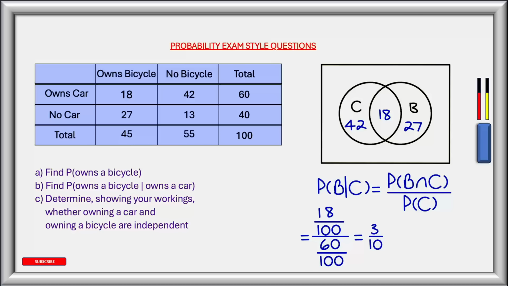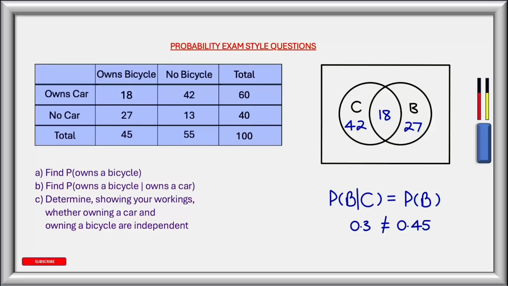So the probability of owning a car and a bicycle is the intersection of the two. So it's this number here divided by the total in the sample space. So we have 18 divided by 100. And we need to divide this by the probability of owning a car. So the total number owning a car is 42 plus 18, which comes to 60. And we need to divide this by the total in the sample space, which is 100. And this gives us a total probability of 3/10, or 0.3.